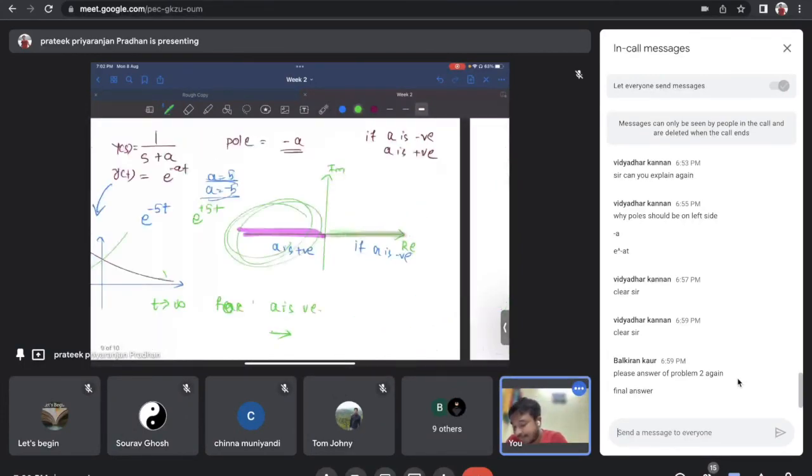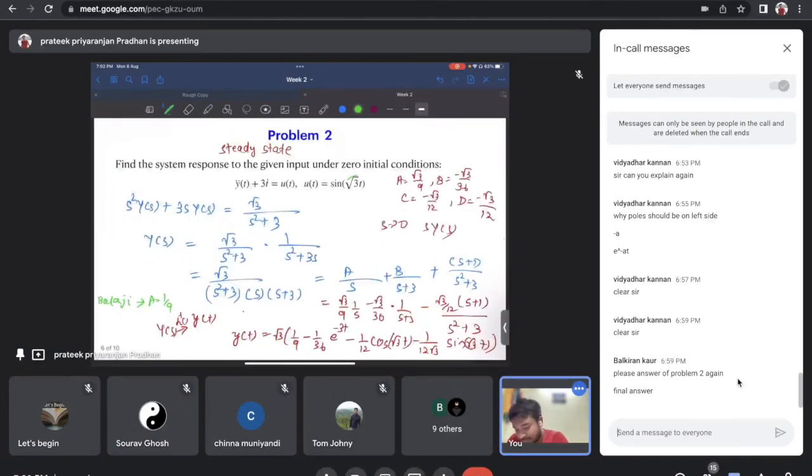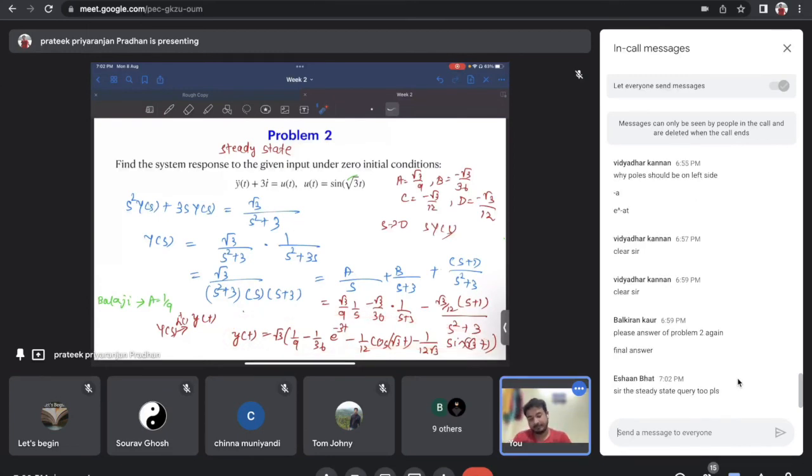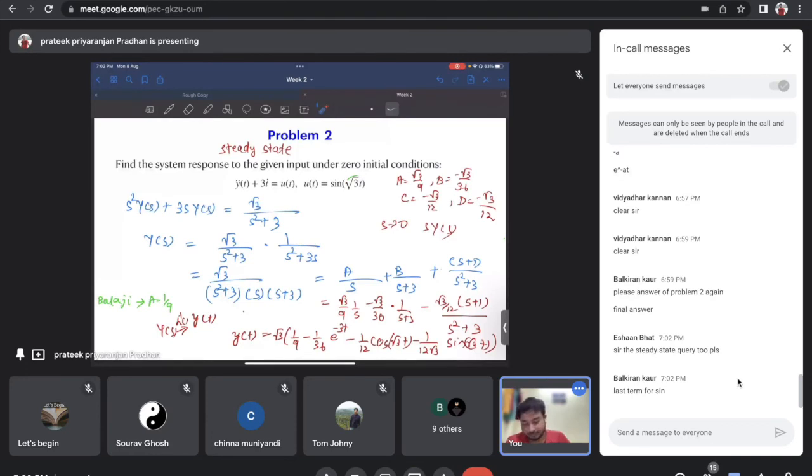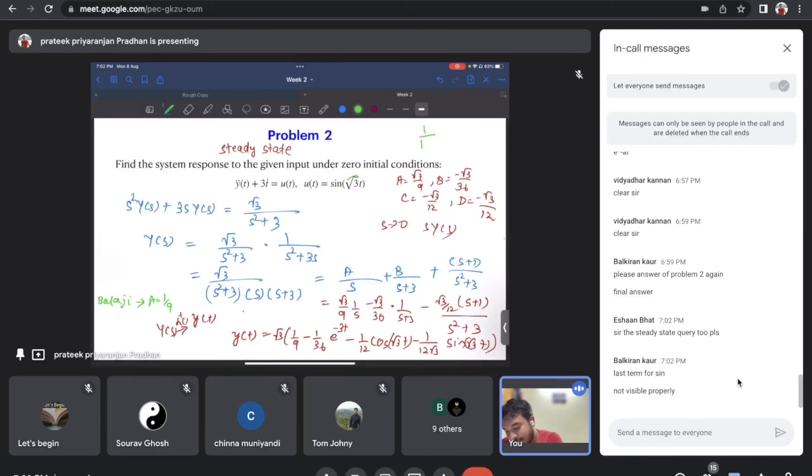And the final answer of problem statement 2: the final answer A, B, C, D, you will get. Yeah, this is the final answer. Okay, Ishan, I'll explain it now. The last term is minus 1 by root 3 sine root 3 t.